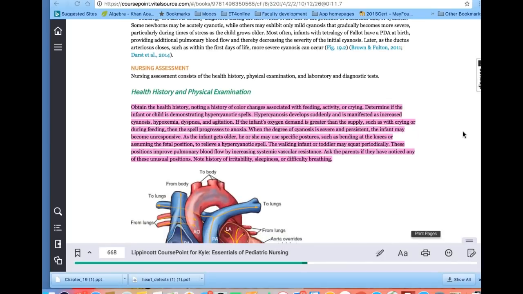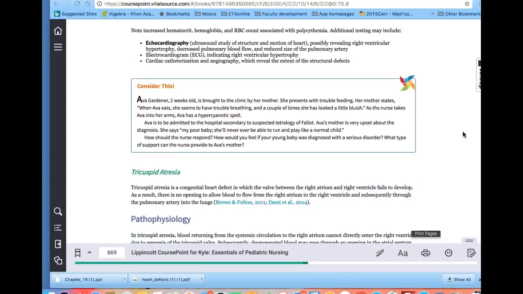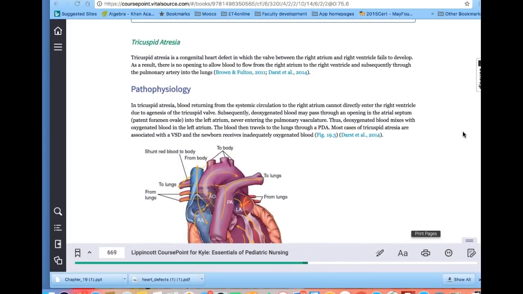All right, here's some things to look for. Tricuspid atresia. Tricuspid atresia is the failure of that valve between the right atrium and the right ventricle. The tricuspid valve is not there, doesn't develop. Okay, so there's no way for the blood to get from the right atrium to the right ventricle and then to the pulmonary artery. So again, you're going to see the same things.